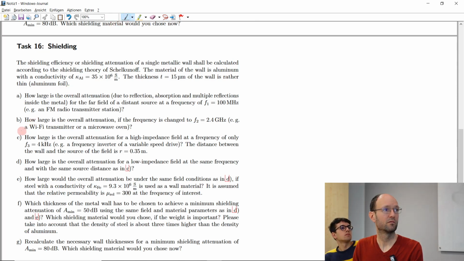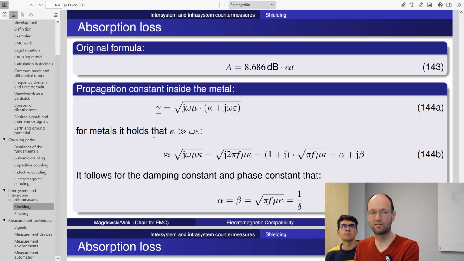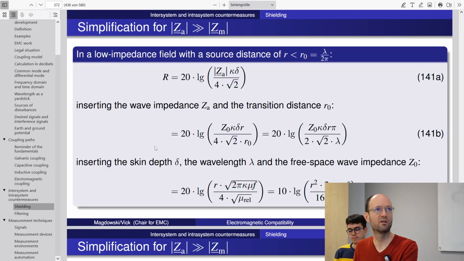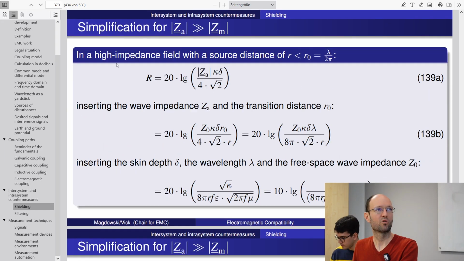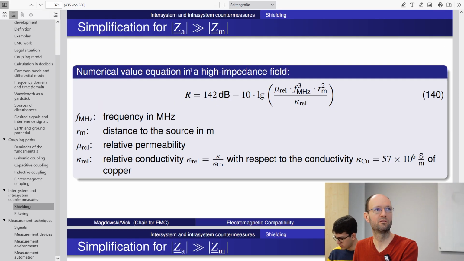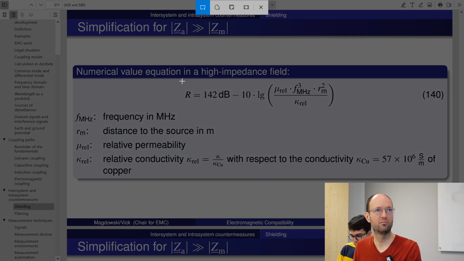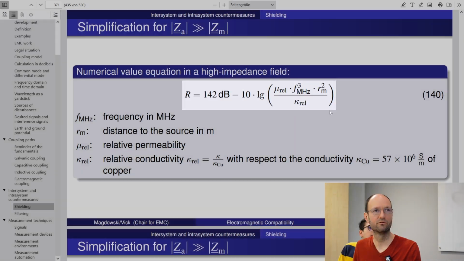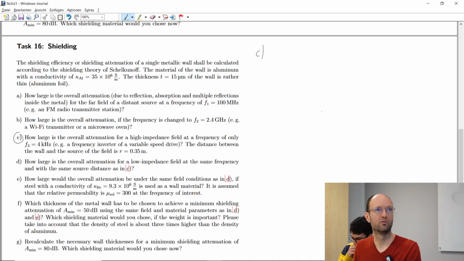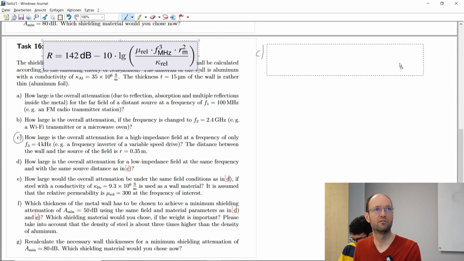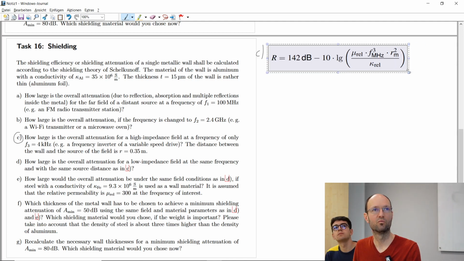And so for task C, now we are in some high impedance near field, in the near field of some electric dipole. So we need to go back to our slides and check and remember that there was some approximation, this one here for the high impedance field. This is the numerical value equation for the high impedance field. So let's take this equation and go back to the drawing program, paste it here, maybe make it a bit smaller.